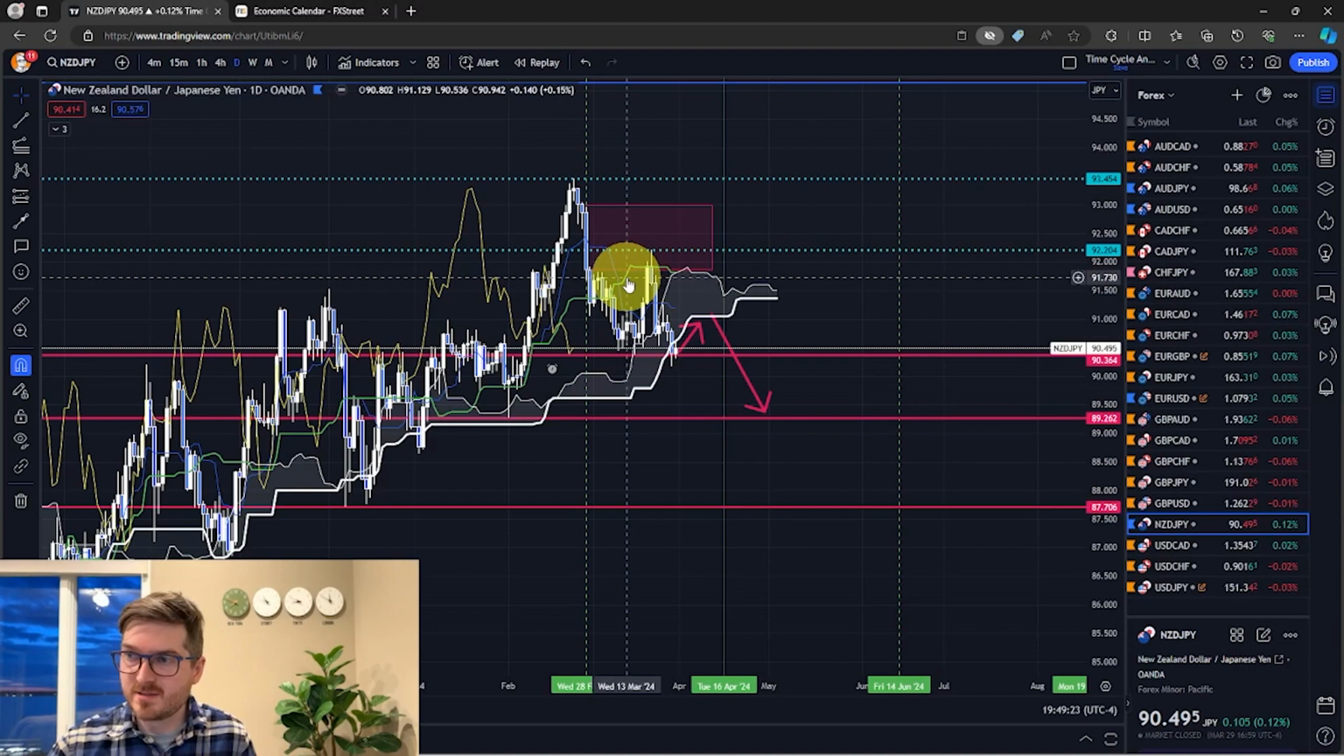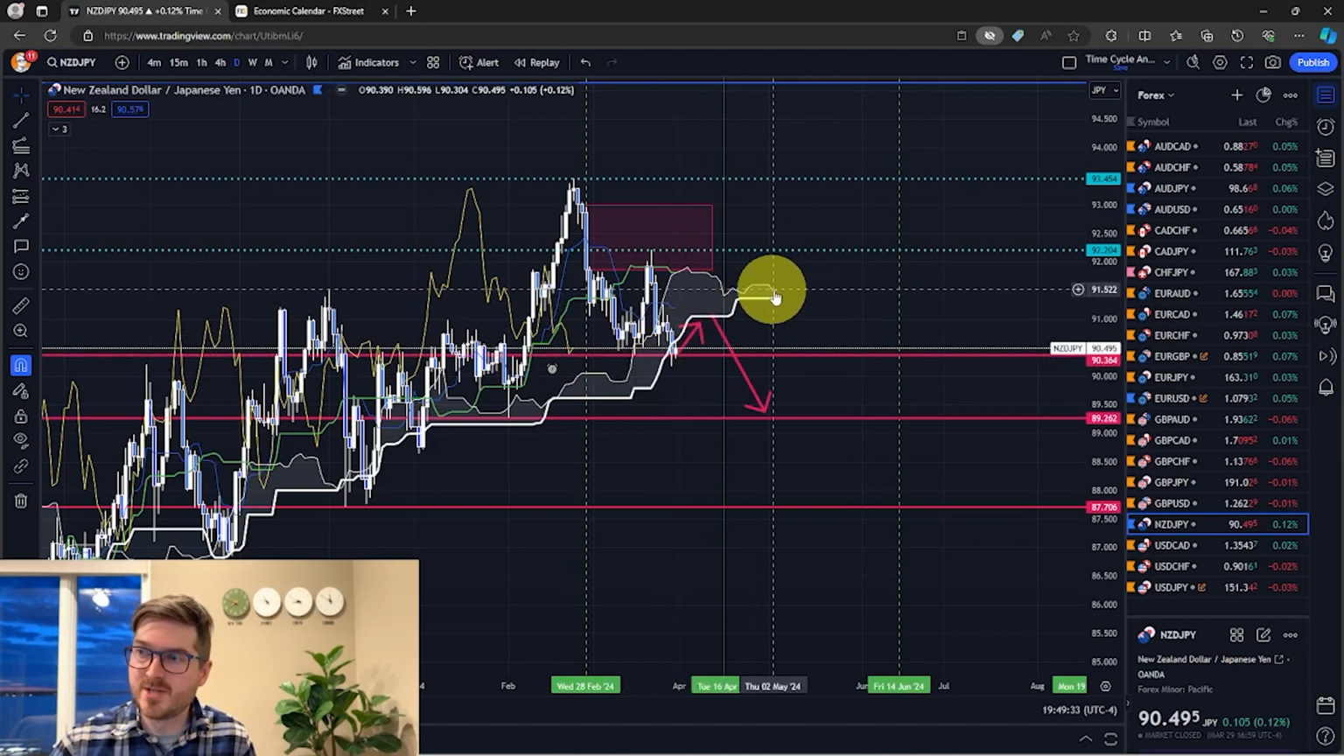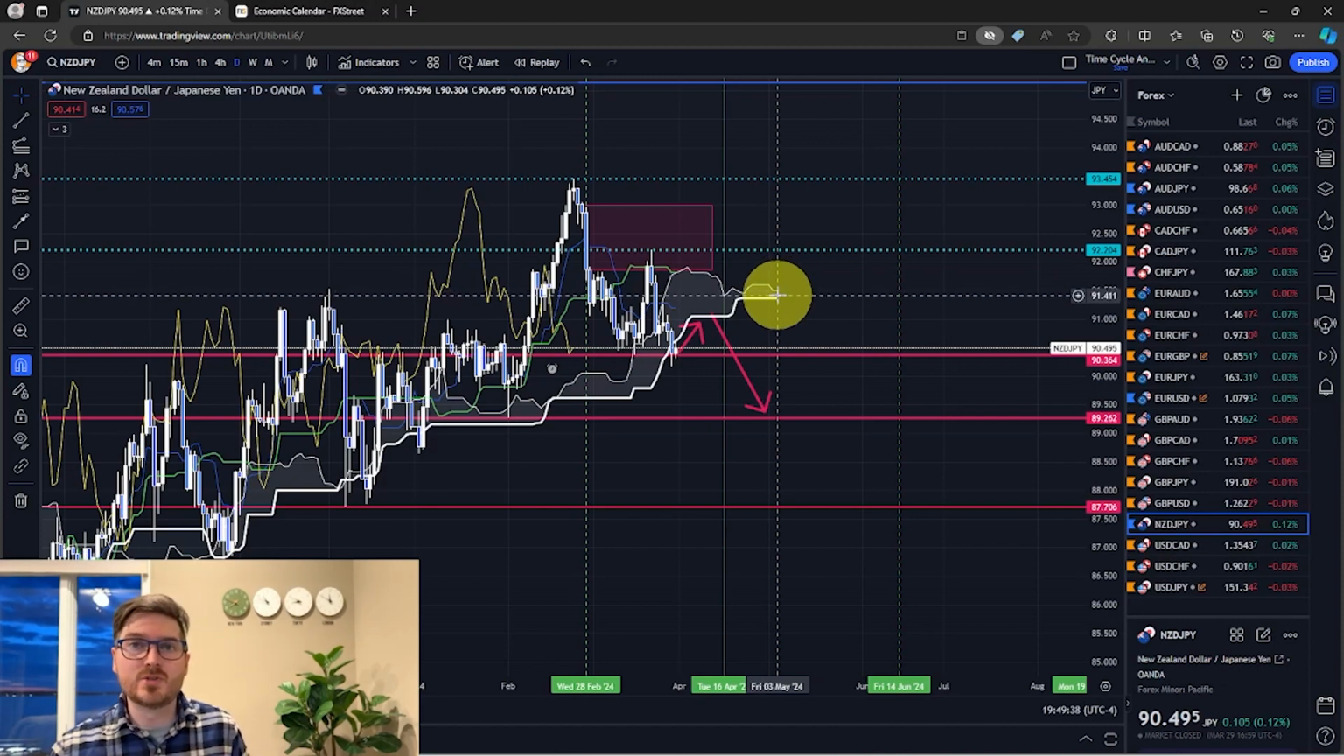So we've got the death cross here. We have Chikou Span below the candles, and we broke through the Kumo cloud and we closed below Senkou Span B, which is the thick white line. But as you can see, guys, this is very important. We haven't gotten a bearish Kumo cloud twist.